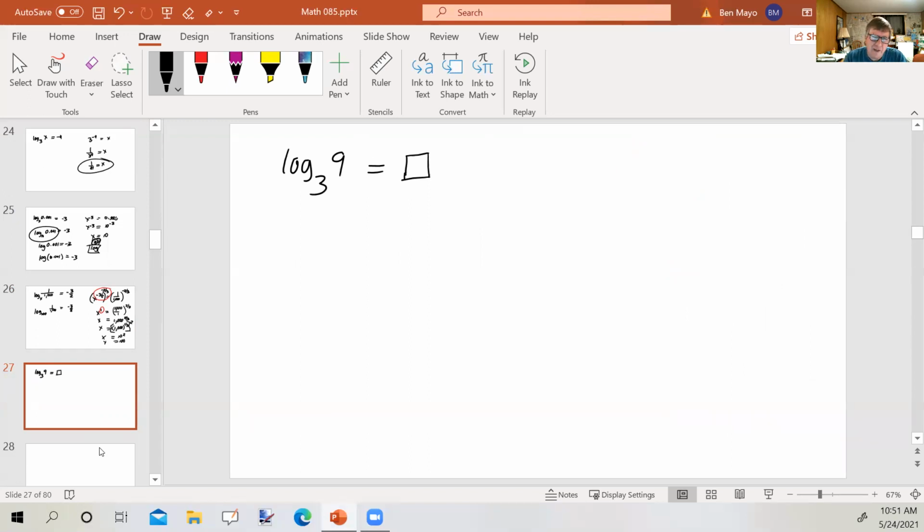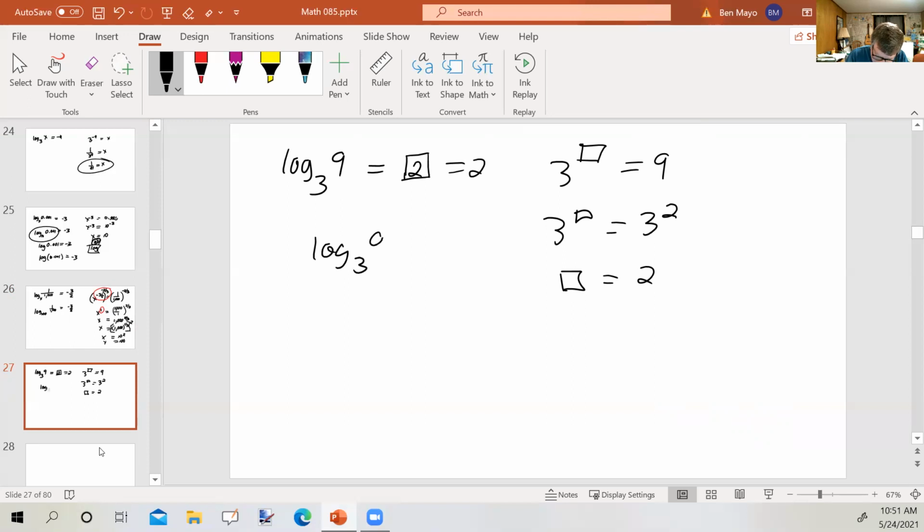Well, now that we've made it into an equation, we could say that 3 raised to the box power equals 9. But I could take 9 and write it as 3 squared. So now I have an equation where the bases are the same, therefore the exponents are the same. So log base 3 of 9 equals 2.